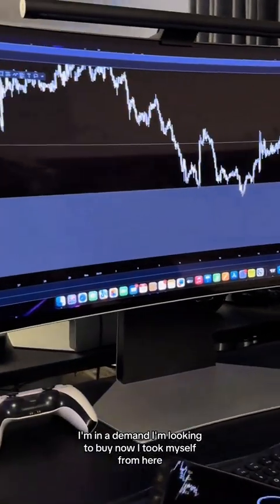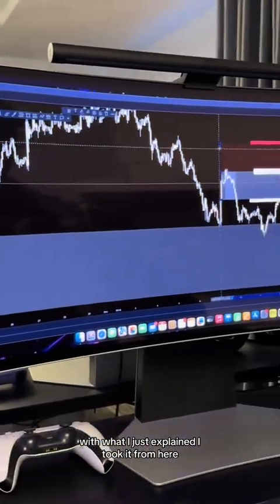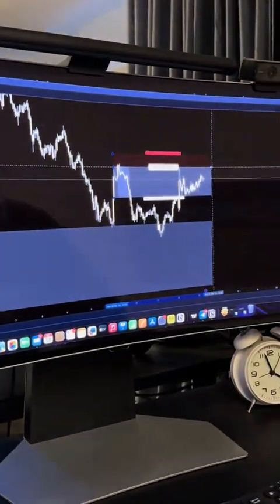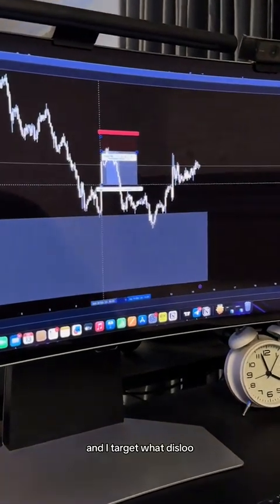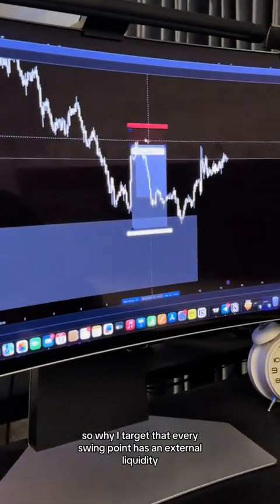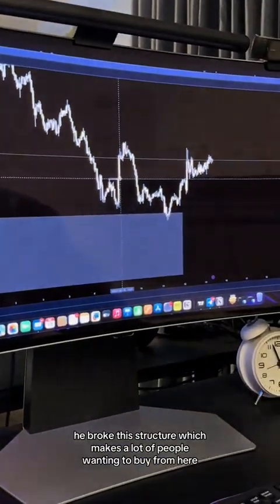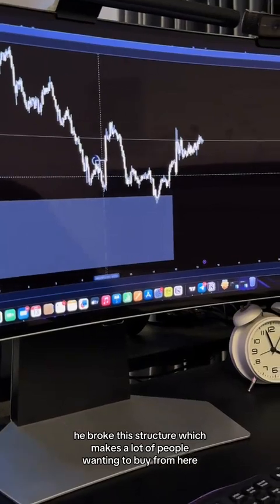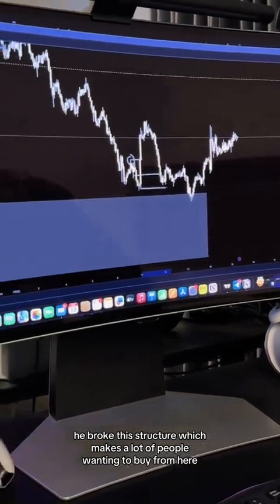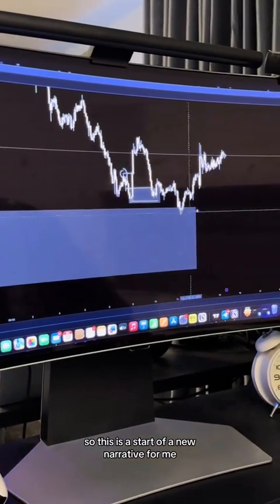Now, I took myself from here with what I just explained. I took it from here. And I target what? This low. So when I target that, every swing point has an external liquidity. So this guy, you can see he broke this structure, which makes a lot of people want to buy from here. So this is a start of a new narrative for me.